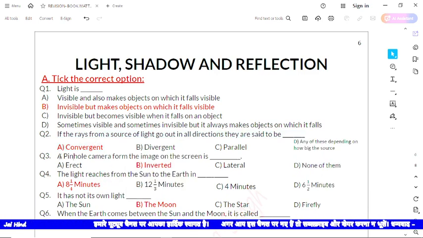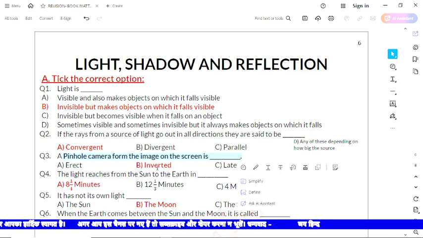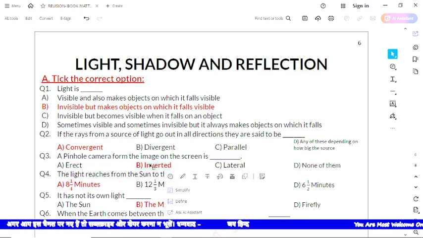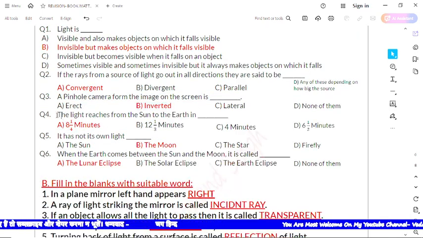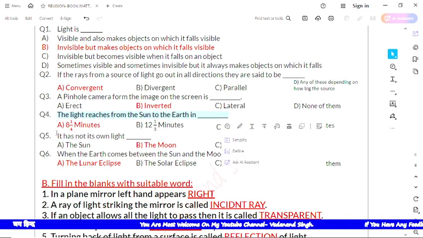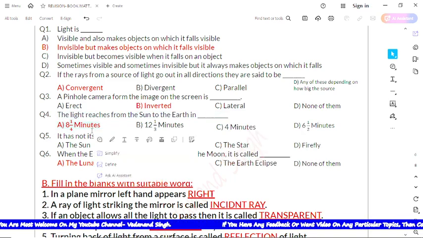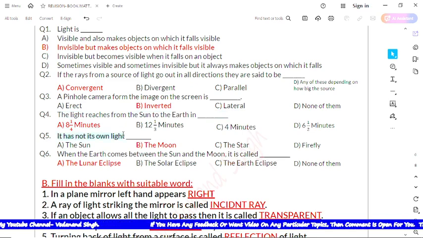Now the next is a pinhole camera: the image formed on a screen is dash. The inverted is the correct option. The next is the light reaches from the sun to earth in dash, that is 8 1/3 minutes. A is the correct option for this question. The next is which has no light of its own. The moon is the correct option. The moon has no light of its own. It reflects light from the sun.